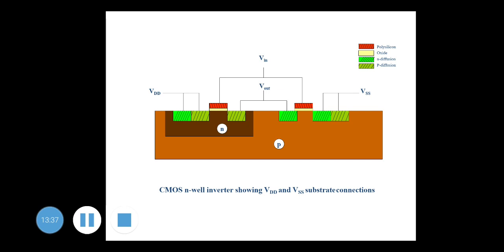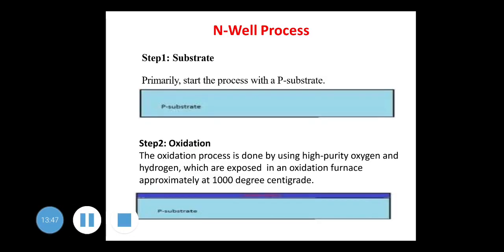Now we'll see the fabrication of CMOS using the N-well method. Step 1, start the process with the P substrate. Step 2 is oxidation. The oxidation process is done by using high purity oxygen and hydrogen, which are exposed in an oxidation furnace at approximately 1000 degrees centigrade.